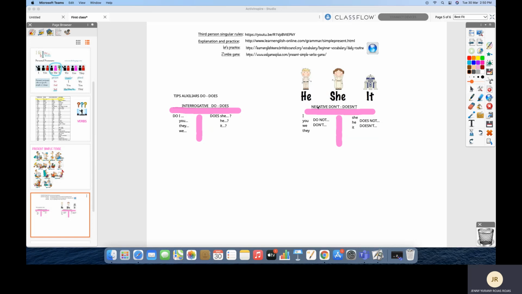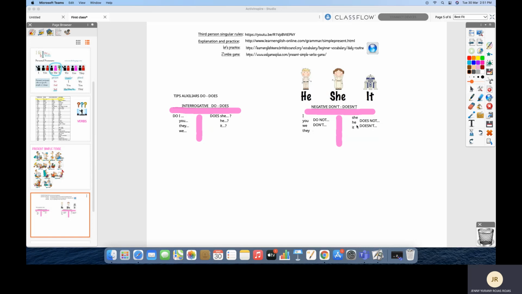With the negative structure, remember that we can use don't or doesn't as well. Entonces también podemos utilizar la contracción de do not, en este caso como don't, o la contracción para terceras personas, doesn't, que es does not. So, I do not or I don't, you do not or you don't, we do not or we don't, they do not or they don't.